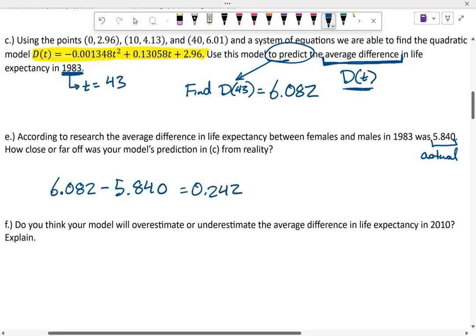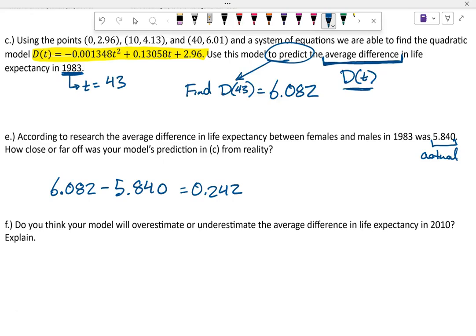0.242. This is what we call the error in our data. So when they talk about errors or margins of error, it's a statistics term. A margin of error is the difference between your predicted outcome and the actual outcome. So when you do our predicted minus actual, that is called the error in your data, your margin of error. Okay? It tells you how far off you are, how good of a prediction your model makes.